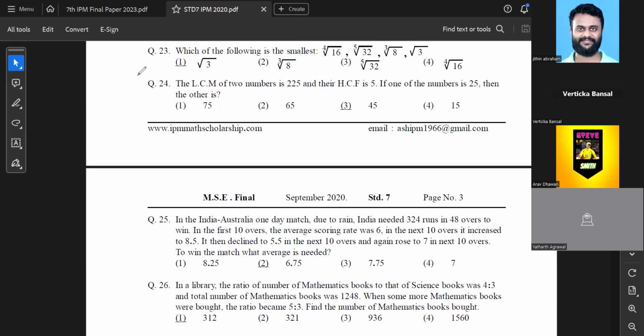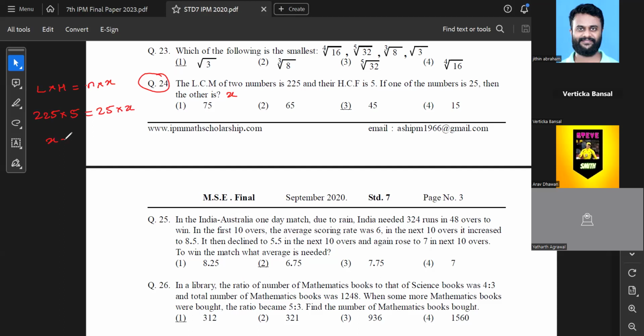24th question. The LCM of two numbers is 225. HCF is 5. One of the numbers is 25. Then the other number is how much? Let me consider the other number as x. So LCM multiplied by HCF is equal to the first number multiplied by the second number. In this case, the second number I've considered as x. So LCM is 225 multiplied by HCF is 5. The first number is 25 multiplied by x.